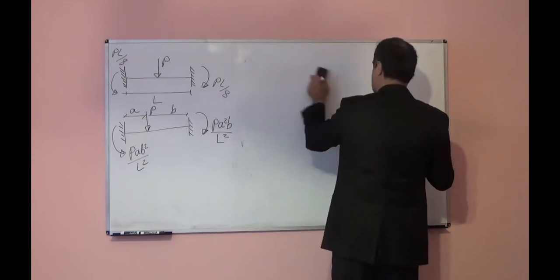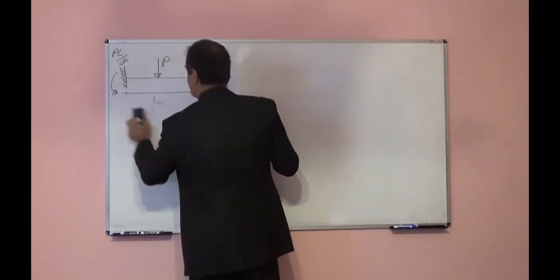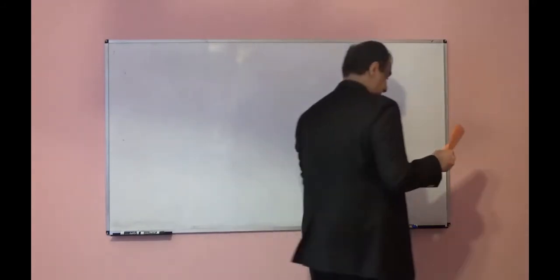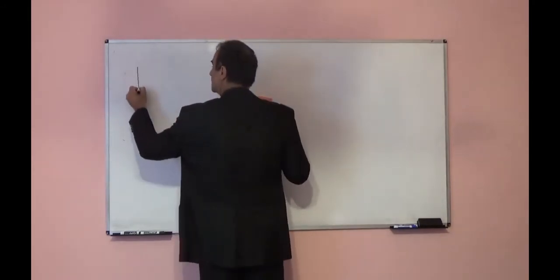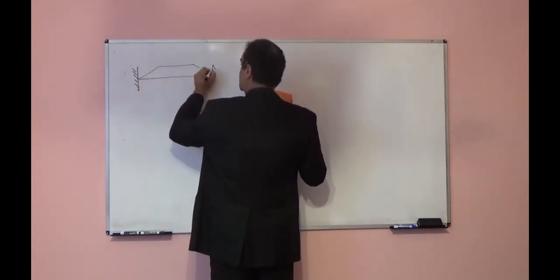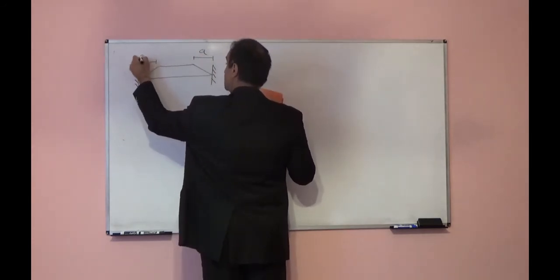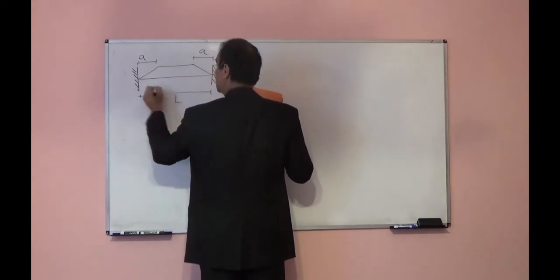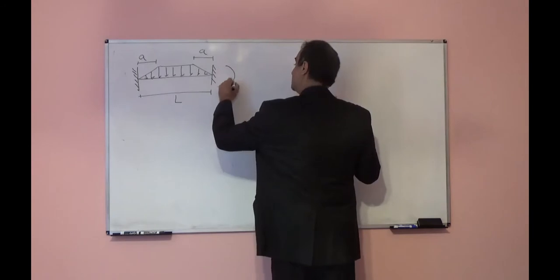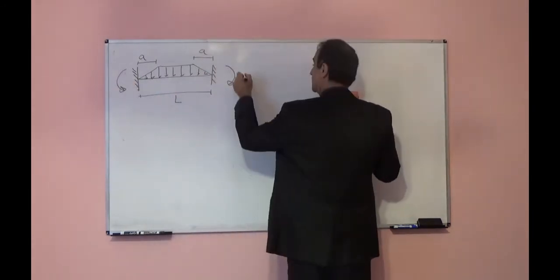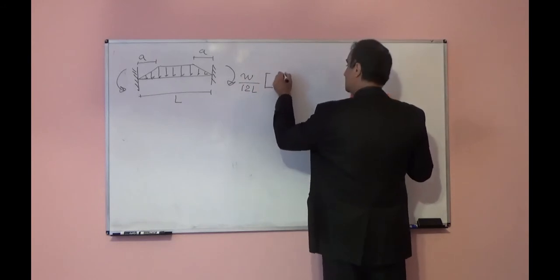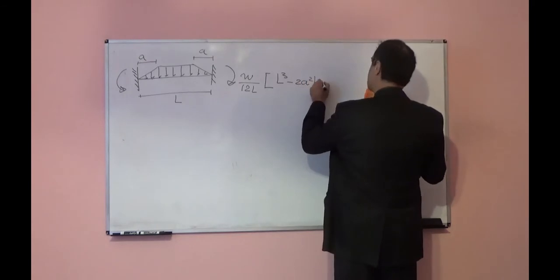If we have a trapezoid shape, something like this, symmetrical one, this part is A, this part is A, and the entire length is L. For this case, the support tractions will both be equal because of symmetry, and it will be W over 12 L times (L cube minus 2 A squared L plus A cube).